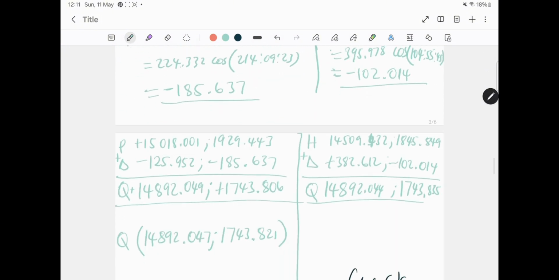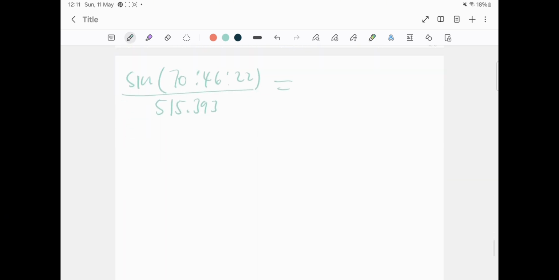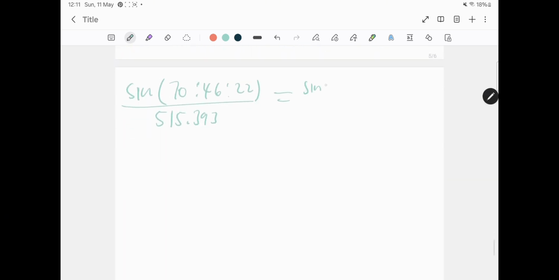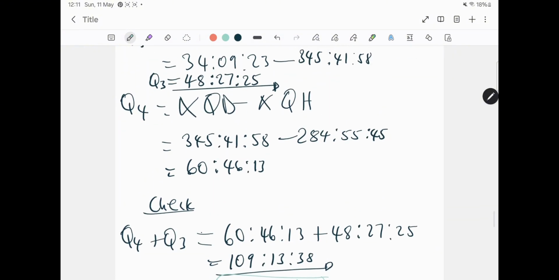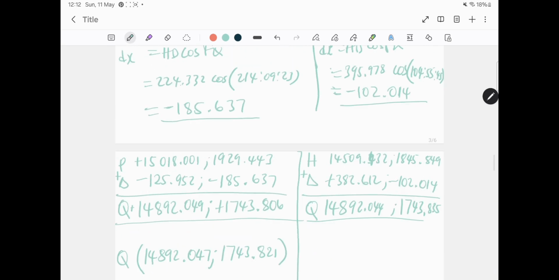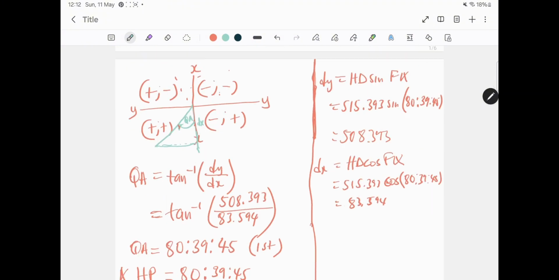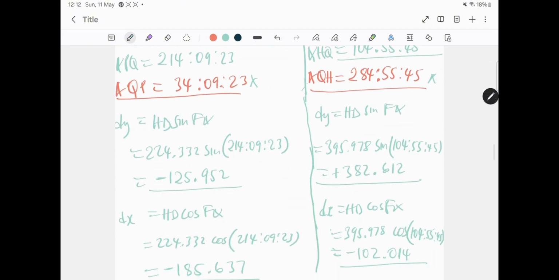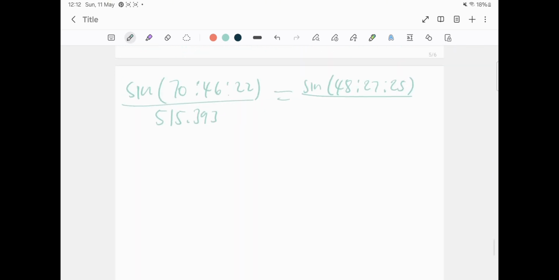Sine h3, so sine 48, 27, 25 over the side opposite this angle, this 48 in that sketch, which is PA. So over PA.